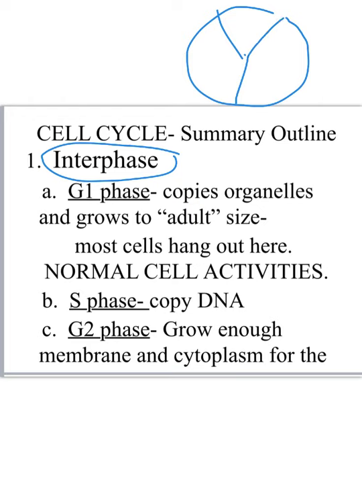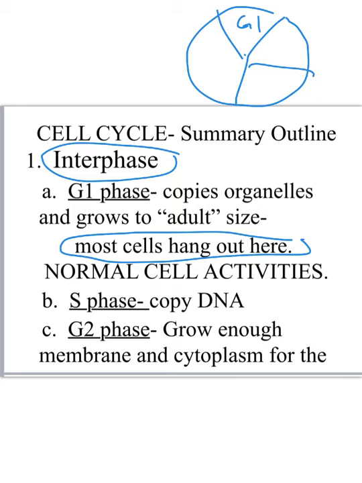We can divide interphase into 3 different parts. First one is G1. This is where the cell is going to copy its organelles. It's going to grow to the adult size. And this, most importantly, is where normal cell functions occur. So we talked earlier about how cells, if you're a nerve cell, you need to carry those impulses from the brain to other parts of the body. You need to absorb. So cells carry out their normal cell activities in the G1 phase.